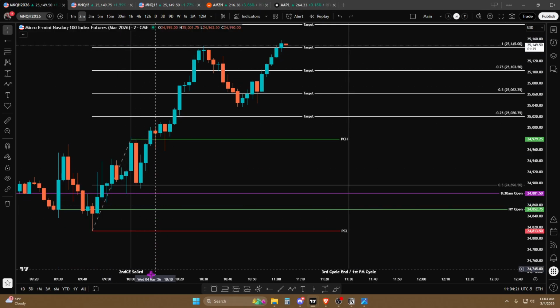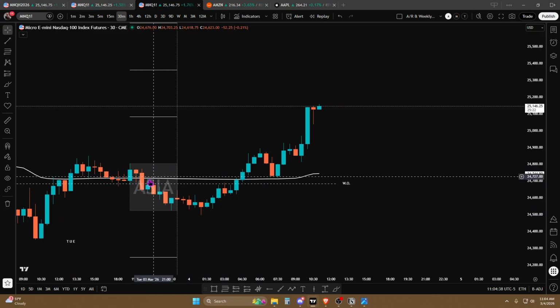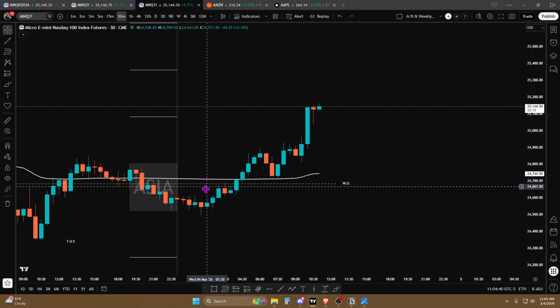First thing I do before my session, which is 10 to 11:30, I try and find out which direction is going to be our highest probability, so either longs or shorts. So I do this by looking at these two charts here. First chart being our Asian range standard deviation chart.